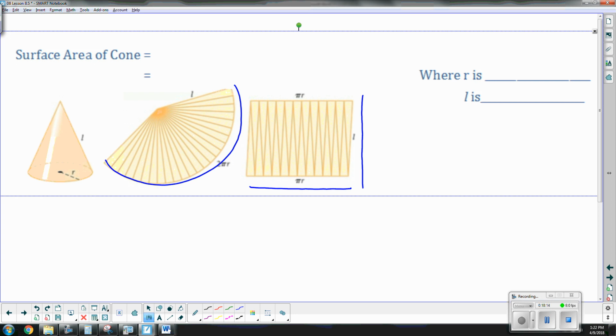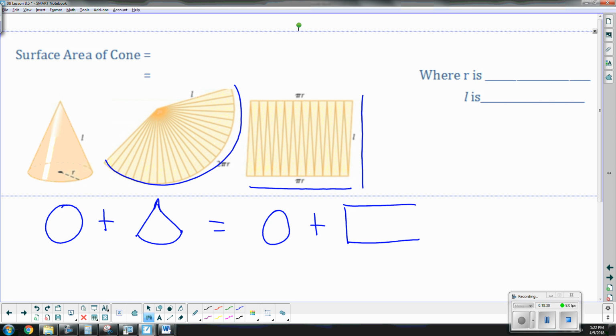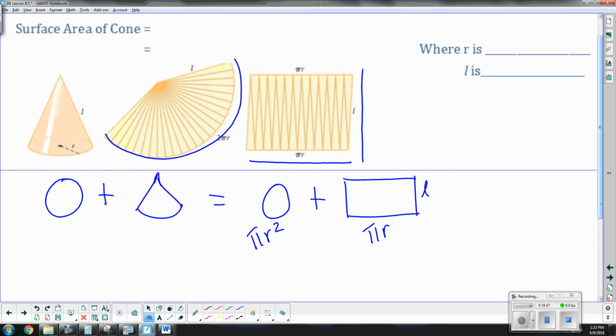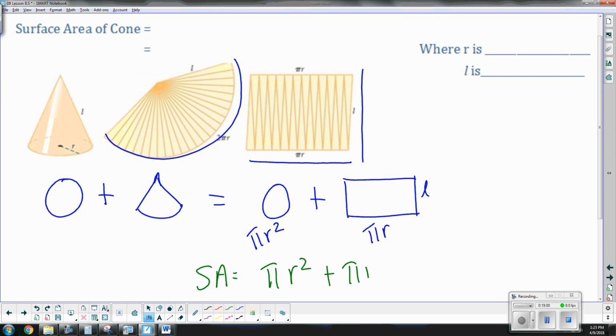Okay, so the surface area of a cone is a circle, and this triangular shape with a curved base, which is the same as our circle, plus this rectangle, where our circle's area is pi r squared, and our rectangle's area has a base of pi r and a height of L. So if we look at this surface area of a cone, we're saying pi r squared plus pi r L.